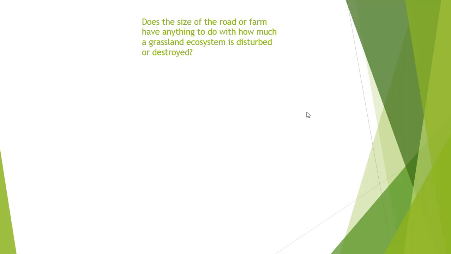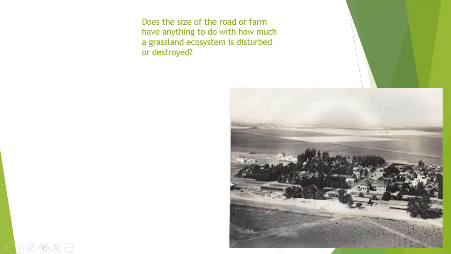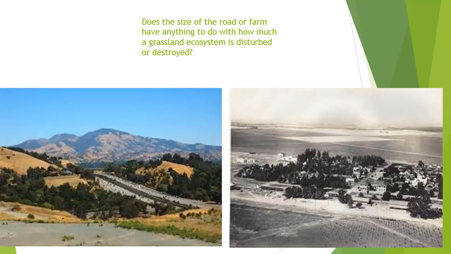Next question: does the size of the road or farm have anything to do with how much a grassland ecosystem is disturbed or destroyed? So if we have roads this size or this size, will that affect any more or less than having a road this size? So does the size of a road affect the grassland ecosystem? If you need to stop the video, please do so.